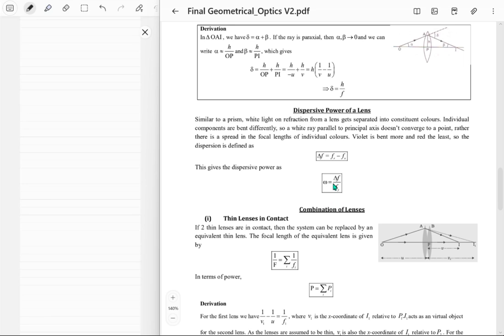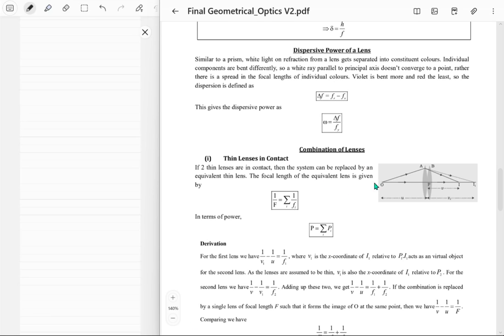Once again, omega is just the difference of the deviation in red and violet, upon the deviation in yellow. But in this case it's different. The deviation is inversely proportional to focal length, and then it's this. Why? I don't know. For a prism it was different, and now it's this.